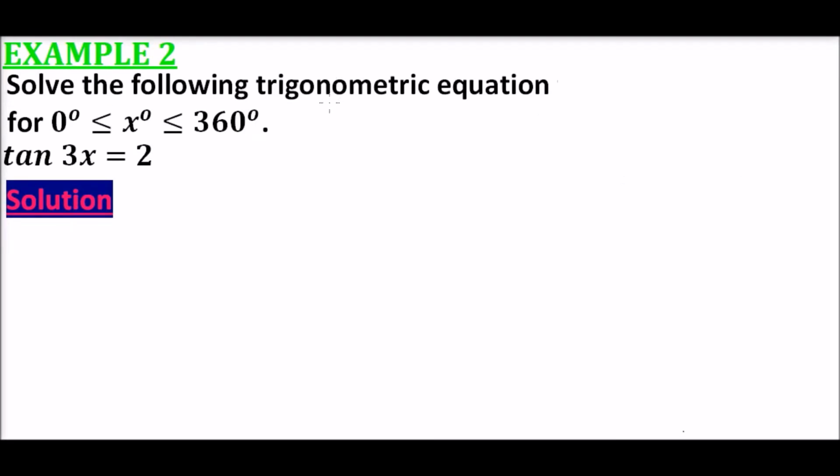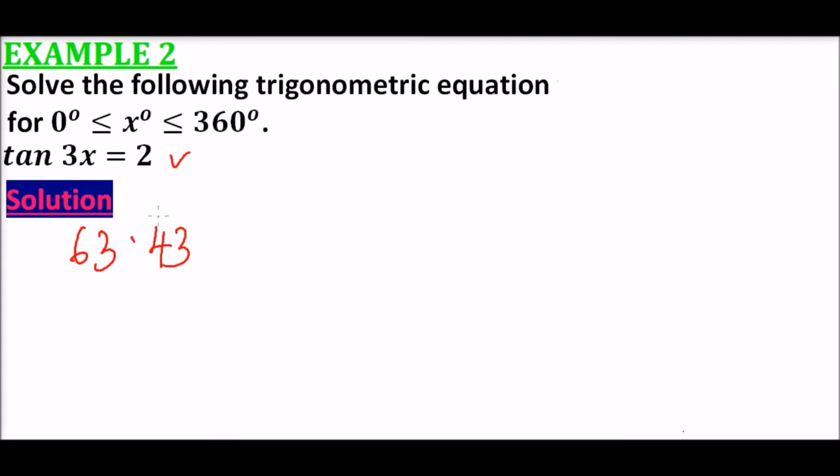Okay, our example 2. We are told to solve the following trigonometric equation for the range 0 degrees less than or equal to x less than or equal to 360 degrees. Our equation is tan 3x is equal to 2. Now, the angle whose tangent is 2, if you use your calculator, is equal to 63.43.